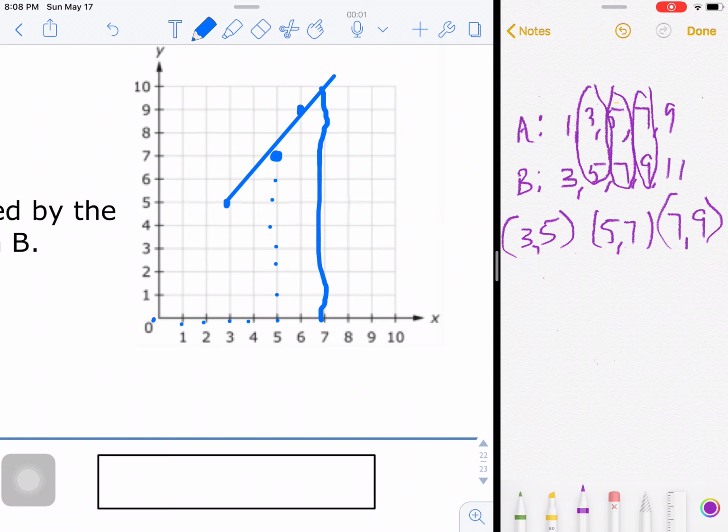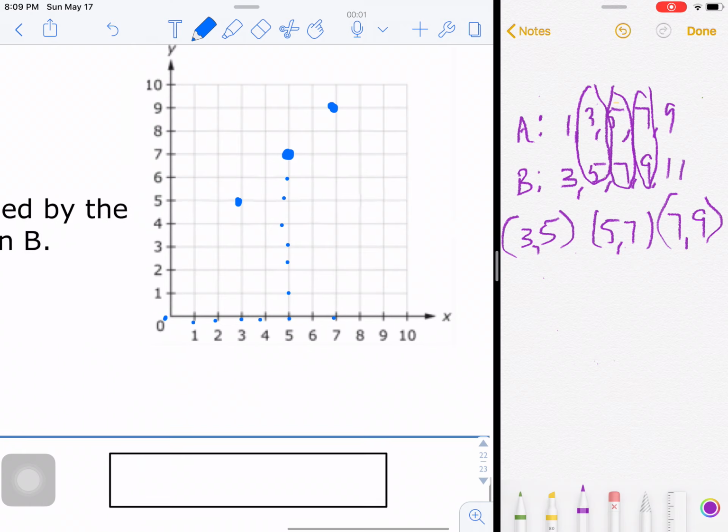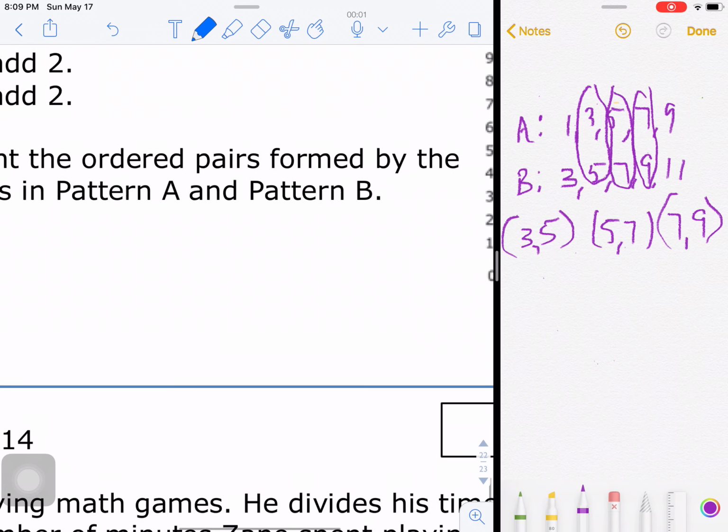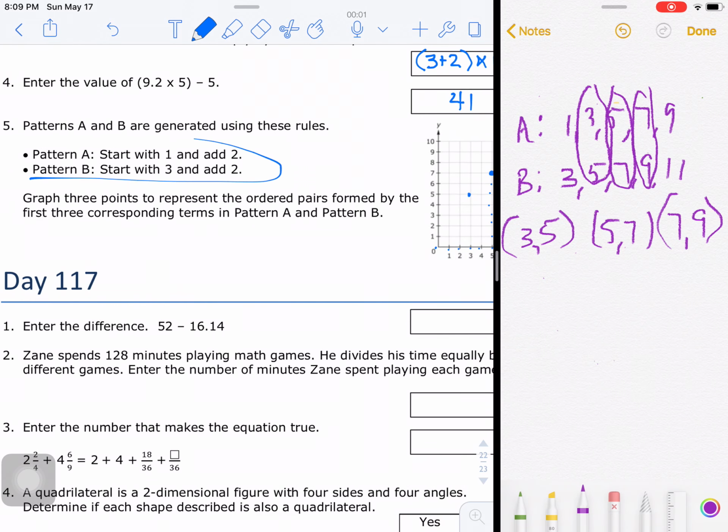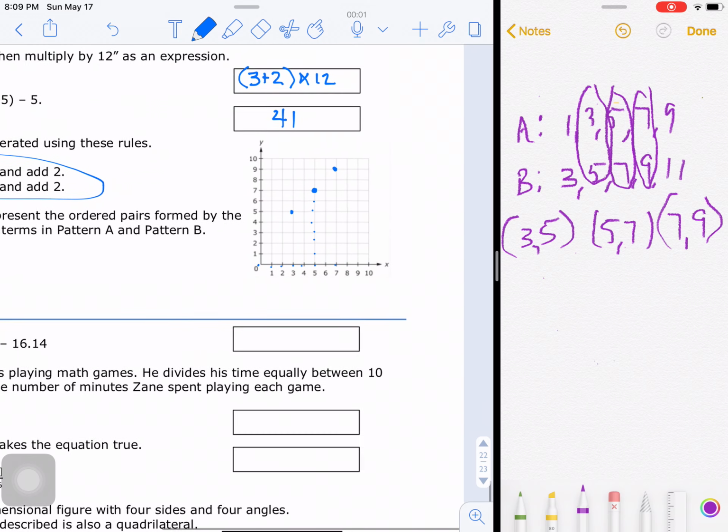So one of the things that you're going to want to do is make sure that you accurately graph your points. And if they're all following the same function rule, you're going to create a line.